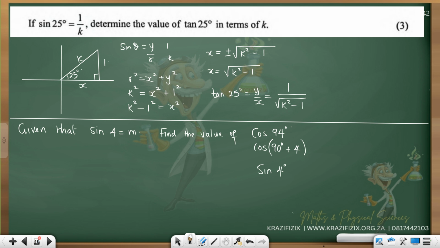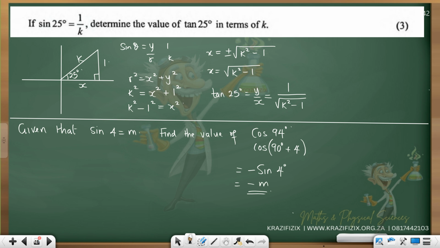Is it a positive or a negative? Put it in your calculator just like that. You should get a negative answer. So this is equal to negative sine 4. Do I know sine 4? What is sine 4? M.